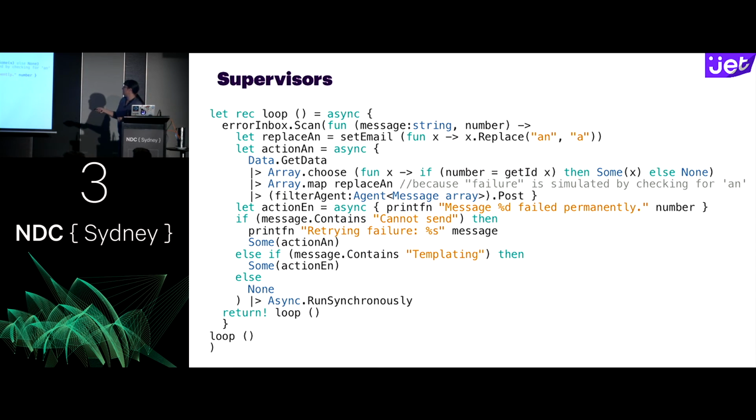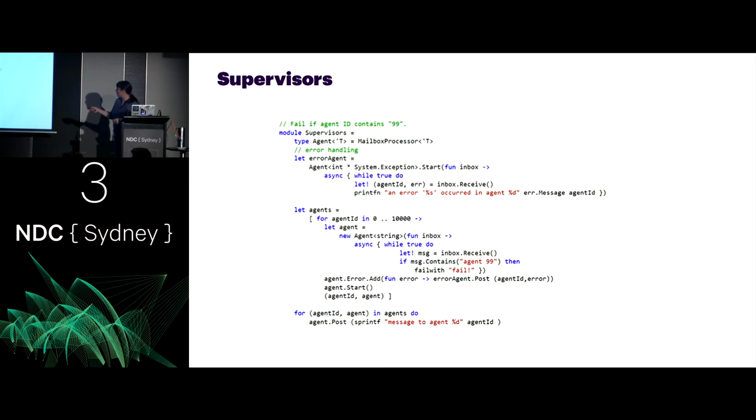In the EN case, this is simulating something where we have no idea what just happened, and something actually went wrong, and we're going to need to actually go and discover that, log the failure, and come back to it later. So if the message contains cannot send, then specifically retry with an AN. If the message contains something about templating, then the issue is an EN, and it should fail specifically, and then run this synchronously.